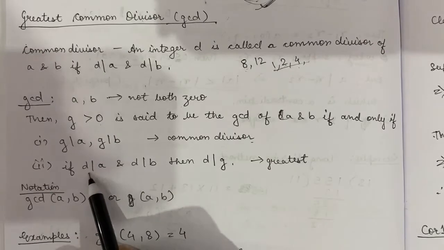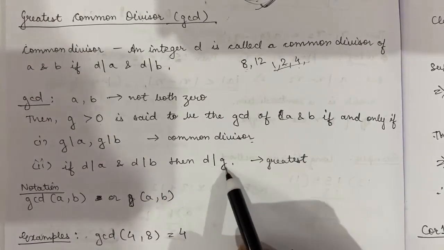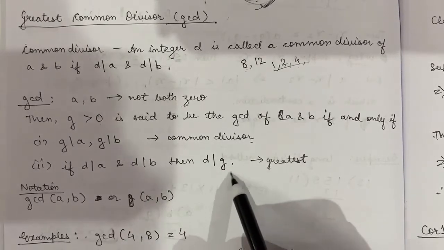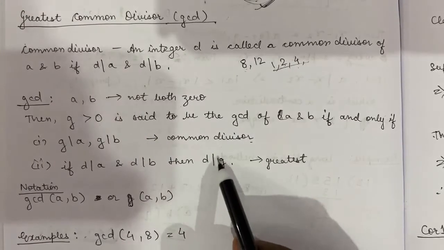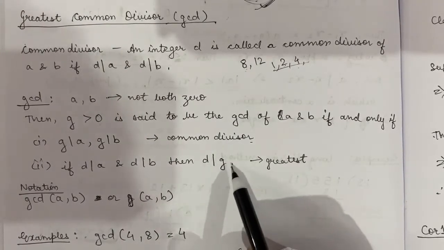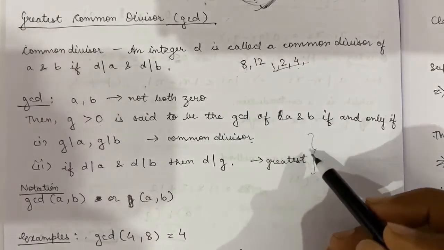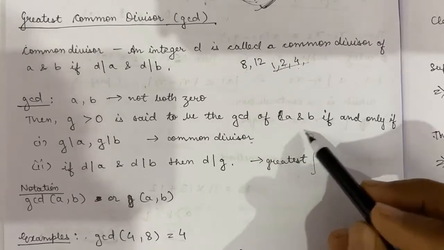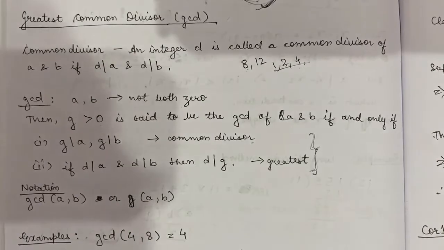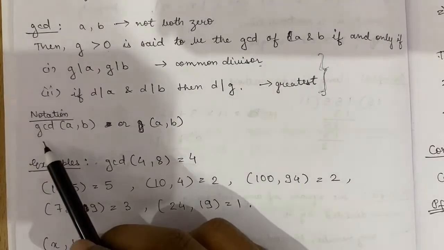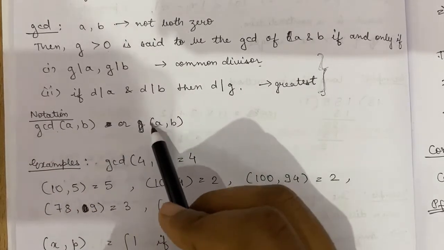And if d divides a and d divides b, which means d is any other common divisor, then d divides g, which ensures that g is the greatest of all the common divisors, because any other common divisor would divide the GCD. So these are the two properties for the GCD, and if an integer satisfies these two properties, it is the GCD. The notation for GCD is GCD in braces (a, b), or just the braces (a, b).